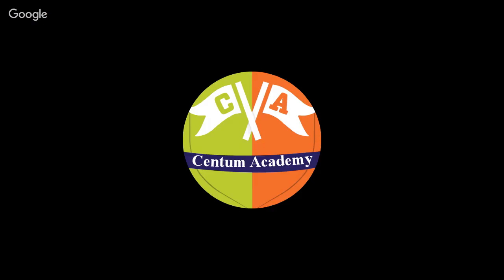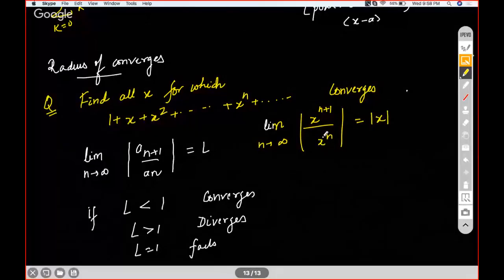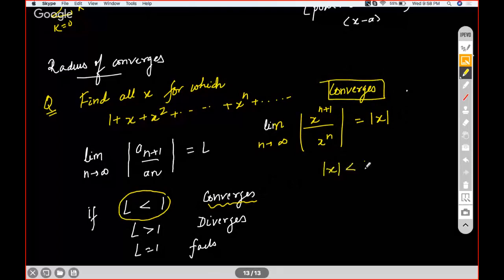Now, a simple question: what is the limit of the mod of the n plus 1th term, which is x to the power n plus 1 by x to the power n, going to be? Simple, it is going to be mod of x, because you lose all the n's and just get an x left. Now, it will converge only if it is less than 1, and you want it to converge. So mod x should be less than 1. That means the interval of x that you desire for the series to converge should be minus 1 to 1. This will be your radius of convergence, or you can call it the interval of convergence, whatever you feel like.